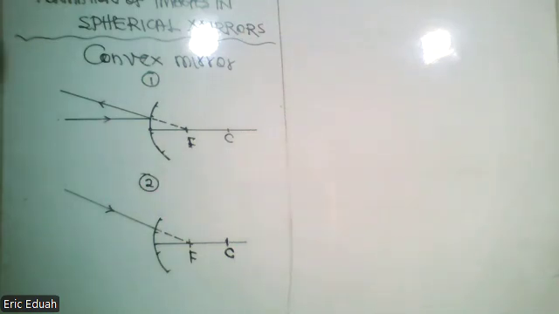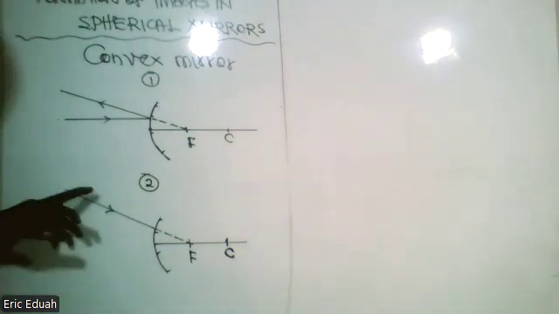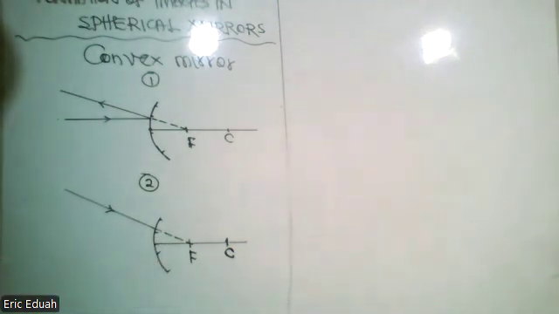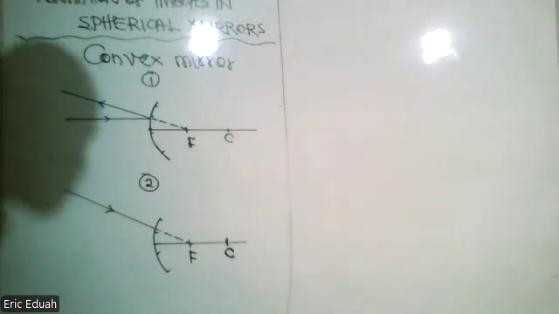Yes. Anyone to help out? If the ray appears to be passing through F after reflection, what do you think would happen? Plus, there is a question. Mamiya.